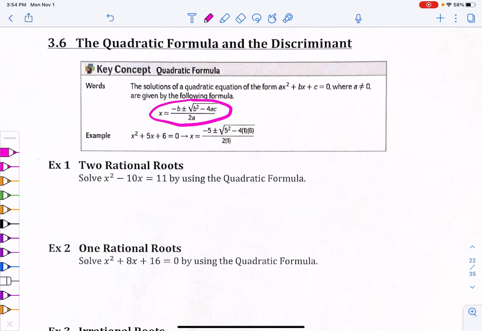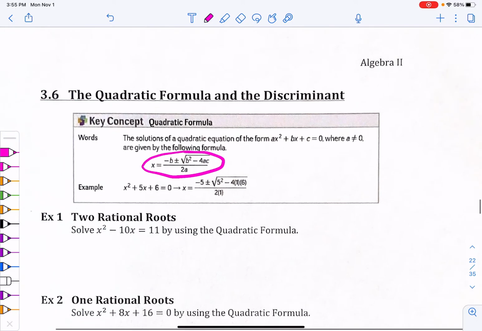whether you like it or not, you probably will have this formula memorized by the time you get done with this section, or at least done with this chapter. I have a song that I usually play for you, and I'll play that tomorrow when I'm back. If I'm back by tomorrow, I'll play that song for you, and it'll kind of help you remember the quadratic formula a little bit. So let's talk about what this thing does, though.